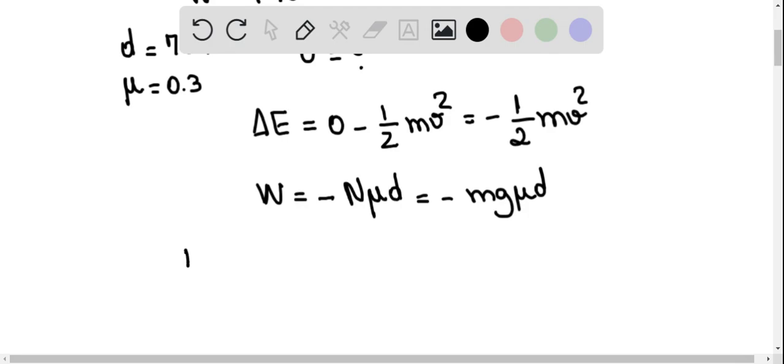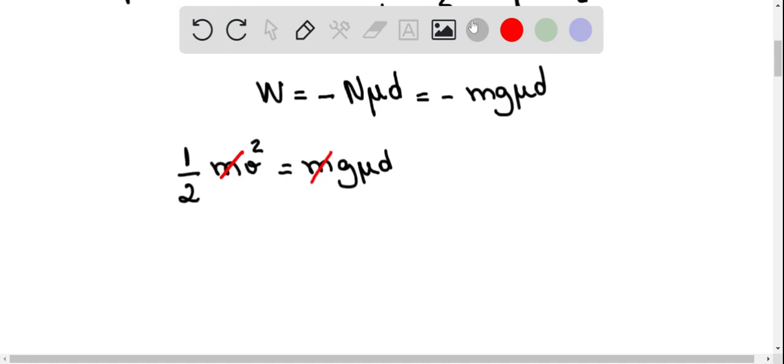And equating the two, we have that 1 half of mv squared is equal to mg mu d. Notice that the m's cancel out, so the mass of the car doesn't matter. The exercise even asks us to justify it, and that is the reason. The masses cancel out. So the velocity is the square root of 2g mu d.